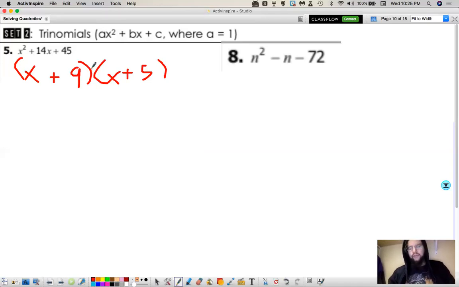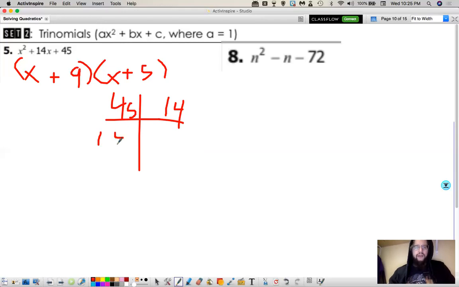Anyway, let me redo this, showing you that the AC method still works. 45 and 14. Well, you could do 1 and 45. That's not going to work. That's 46. 2 doesn't work. 3 and 3 times what? 1 and 5, 15. No, that's 18. 5 and 9. There we go.